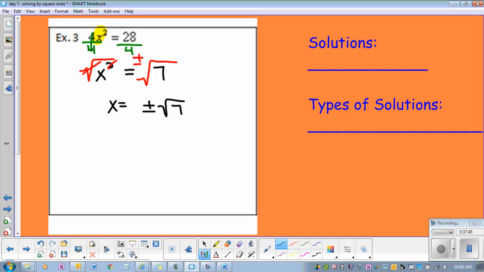Guys, is 7 a prime number? Yeah, so I can't break that down. Do I need to take out an i? No, because it's not negative 7, so that's it. I'm done. Is there an i here? No, so it's not imaginary. It's got to be real, right? Solutions. And how many? 1. Oh, plus and a minus. So that's 2. Okay?